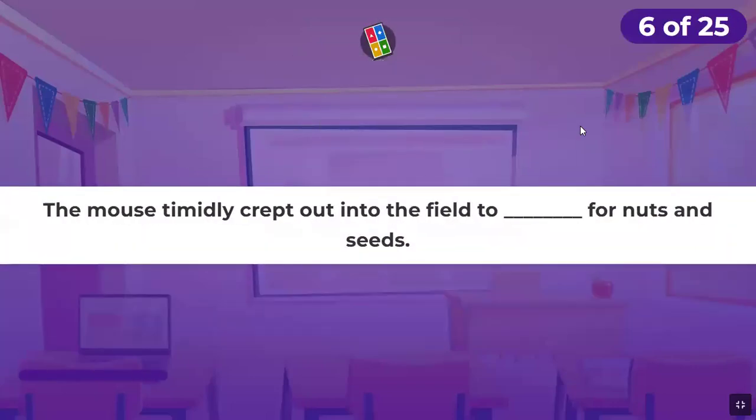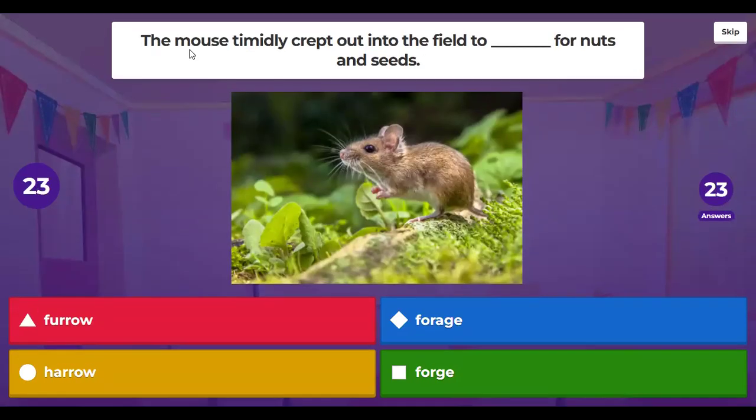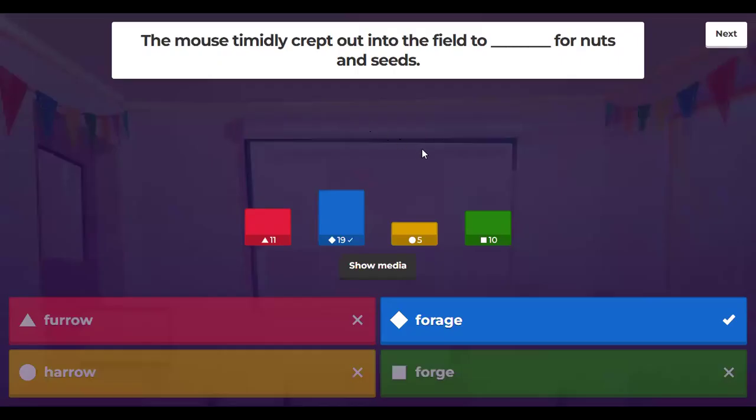Next. The mouse timidly crept out into the field to blank for nuts and seeds. What did y'all have for this one? Forage. Very good. Forage.